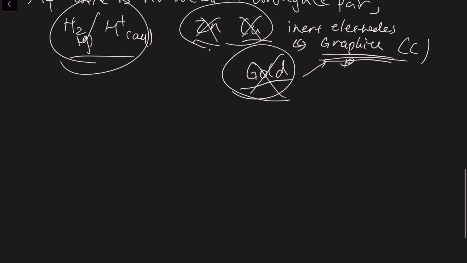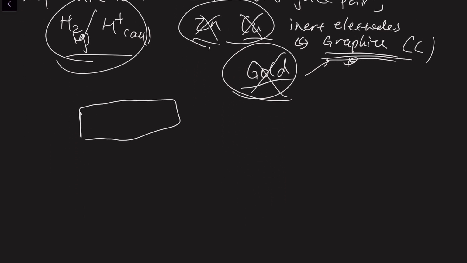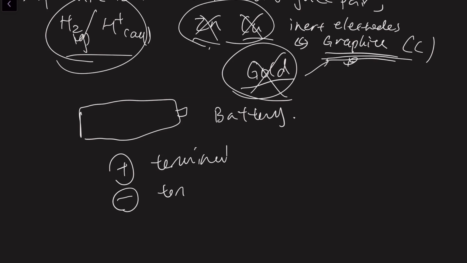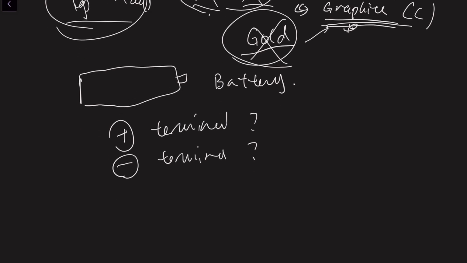So from your knowledge of a battery, you know that one side of the battery has a positive terminal and another side of the battery has a negative terminal. You have a positive terminal and a negative terminal. But what makes them positive or negative?